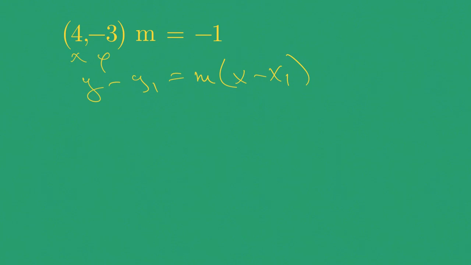Again, it is important that you look at this information. Yes, we're seeing an ordered pair of numbers, 4, -3, but that describes a point on a graph. So we've got a point and a slope. Our x value is 4, our y value is -3, our slope is -1.